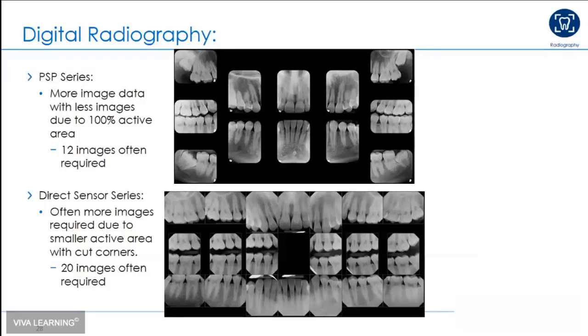So where a full series using a direct sensor might be 18 to 20, you easily could do a full series with about 12, maybe 14 films. And you don't want to overlap. You don't want excessive radiation. You want to do it comfortably for the patient. So I think this is a very nice, easy depiction to show you what you can get using phosphor plate based on comparison against a digital or a direct sensor for sure.